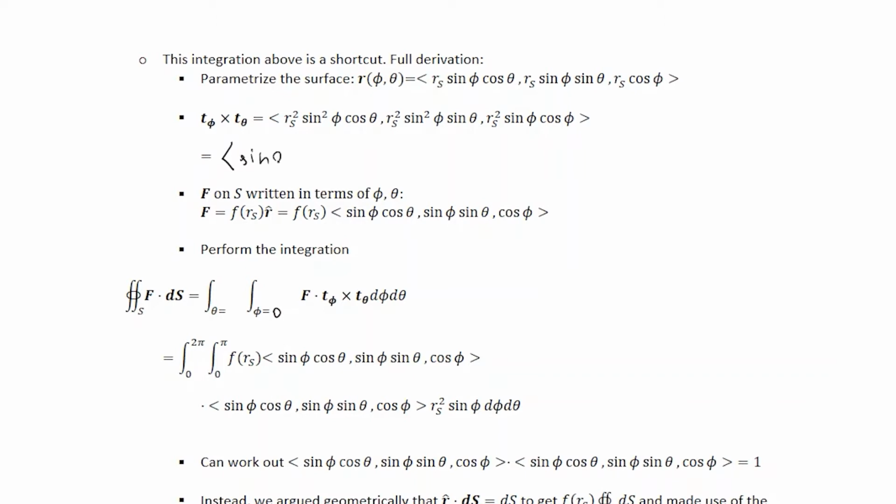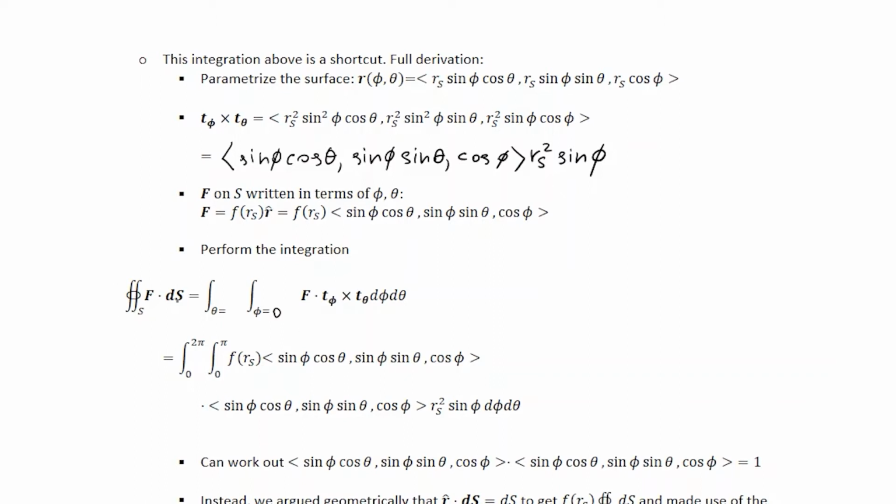We will get sine phi cos theta, sine phi sine theta, and cos phi. And then here is rs squared sine phi. Next step is to get the vector field on the surface written in terms of phi and theta. Here I wrote F equals f of rs because we plugged in the radius of the sphere. R hat I wrote in terms of phi and theta here. And then you would need to perform the integration.